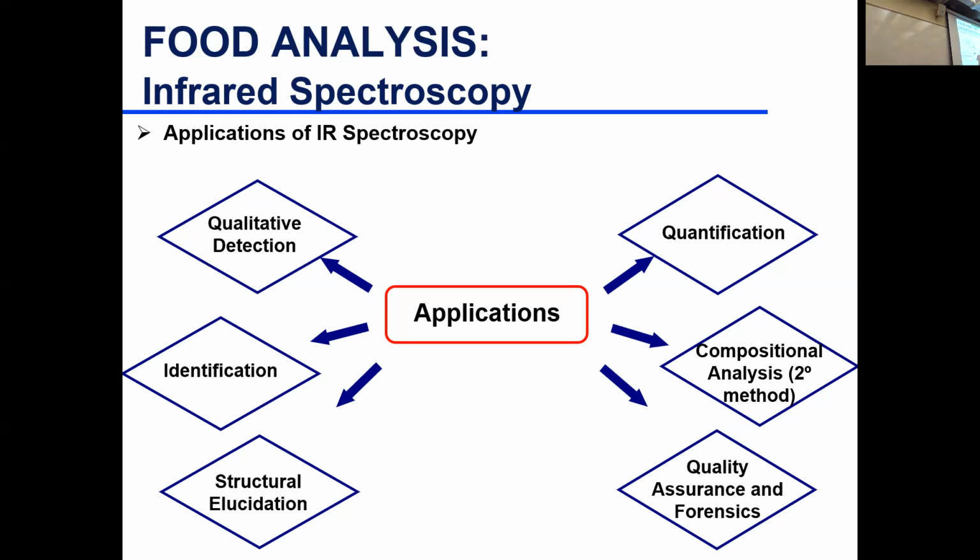We talked about quantification or compositional analysis, considered a secondary method of analysis, because it's based on calibration using primary methods of analysis. Quality assurance, forensic, when you're trying to figure out what's in the product, where a certain issue is probably coming from, so we have to try to identify it within IR spectroscopy for detection.